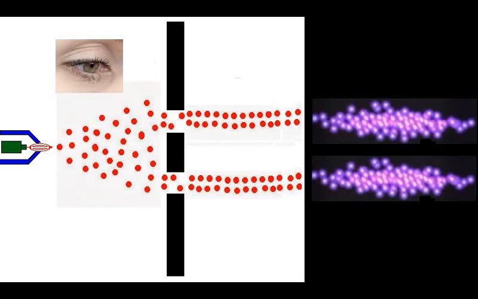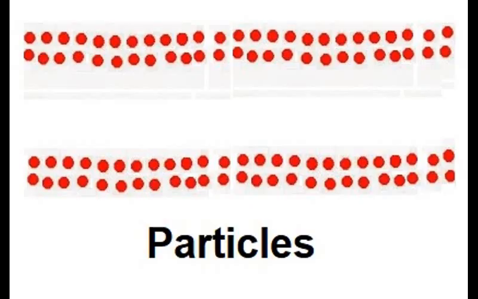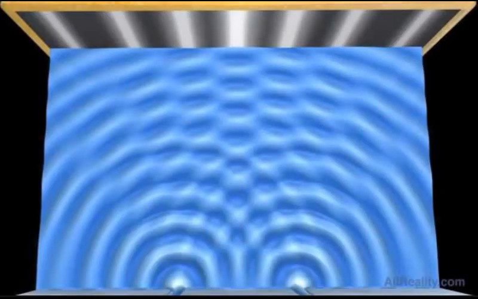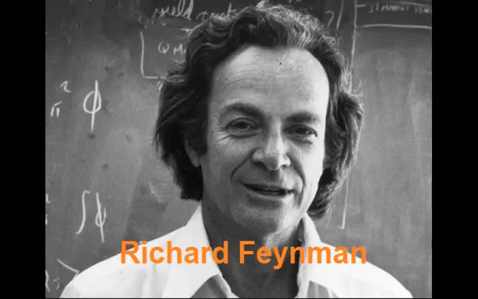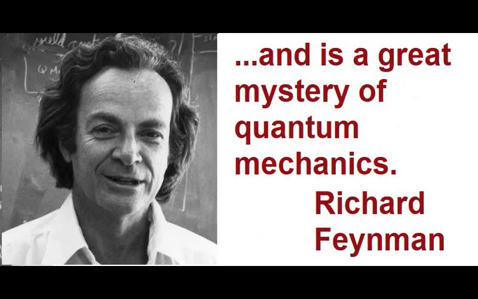However, if someone looks at the electrons before they enter the double slits, the pattern they make on the receiving sheet shows 2 parallel lines, as if the electrons were acting like particles. Looking at the beam of electrons before they enter the slits changes their behavior from waves to particles. The great physicist Richard Feynman said that this double-slit experiment is impossible to explain in any classical way and is a great mystery of quantum mechanics.